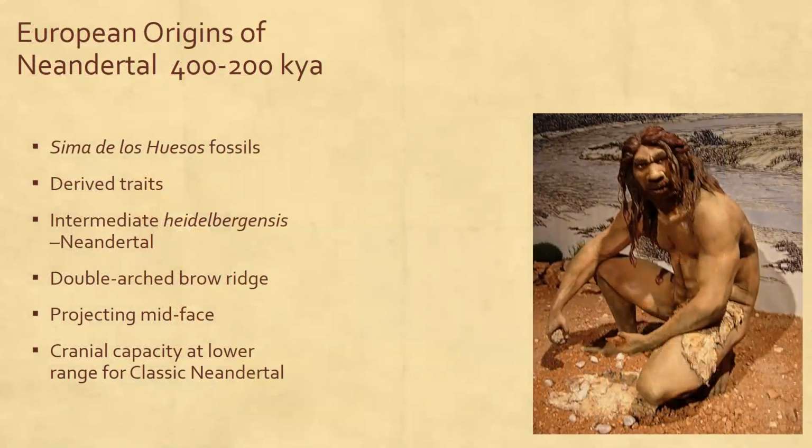So that low-riding cranial vault, which is an ancestral trait to previous forms. So, European origins of Neanderthal between 400 and 200,000 years ago. The Cima de los Huesos fossils have these derived traits, which are intermediate between heidelbergensis and the Neanderthal. They have double-arched brow ridges and a projecting mid-face. The cranial capacity is at the lower range of the classic Neanderthal specimens.